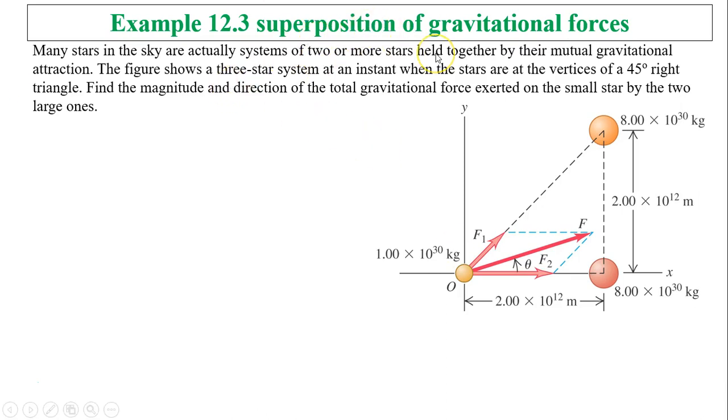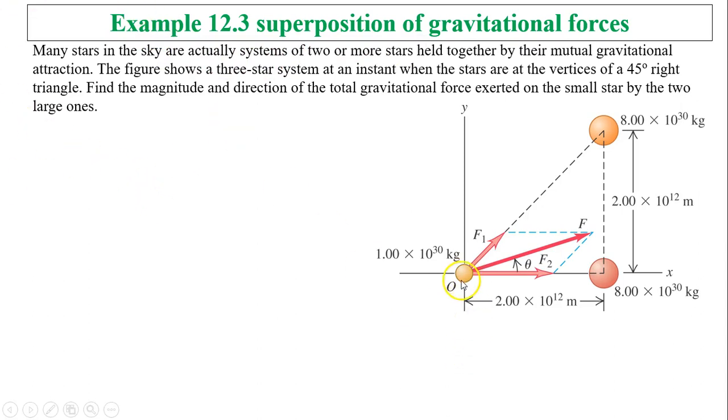Here is the superposition of gravitational force. Superposition means addition of vectors in this case. Many stars in the sky are actually systems of two or more stars held together by their mutual gravitational attraction. The figure shows a three-star system at the instant when the stars are at the vertices of a 45-degree right triangle. Find the magnitude and direction of the total gravitational force exerted on a small star by the two large ones. So let's see, what is F1?